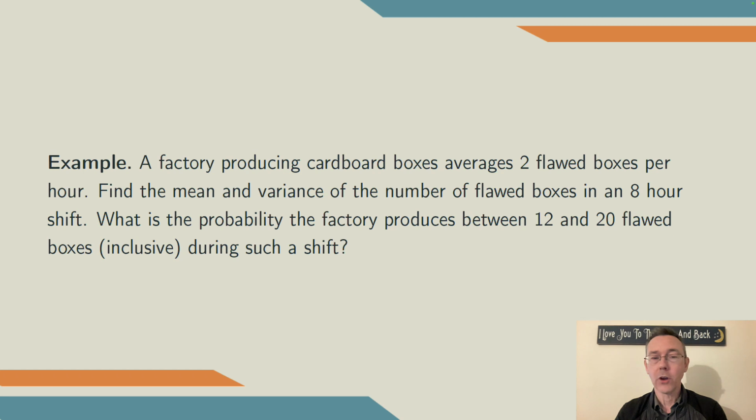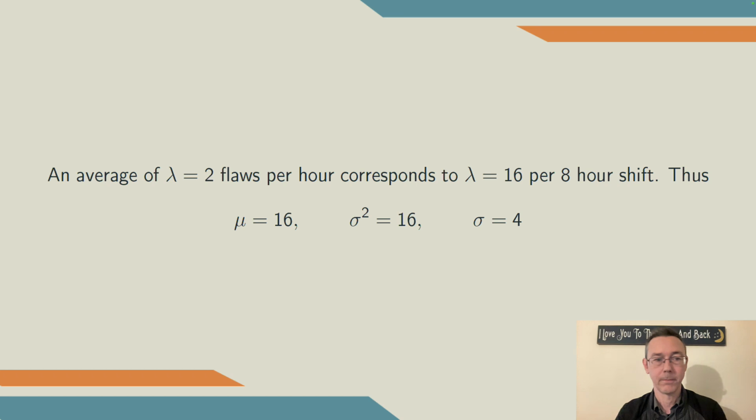A factory producing cardboard boxes averages 2 flawed boxes per hour. Find the mean and variance of the number of flawed boxes in an 8-hour shift, and then compute the probability that the factory produces between 12 and 20 flawed boxes, including 12 and including 20, in that 8-hour shift.